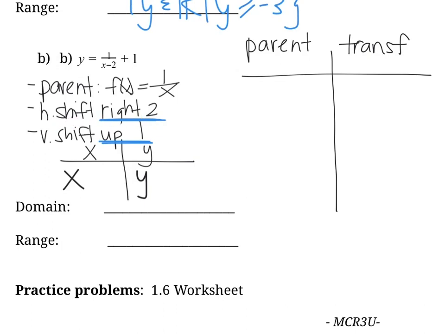Horizontal shift right 2. We know it's going to affect the x coordinates. And because we're going to the right, we are going to add 2 to all the x's. And now let's take a look at our vertical shift. Vertical means we're affecting y, and we're shifting it up 1, which means that we're going to add 1 to all the y values.